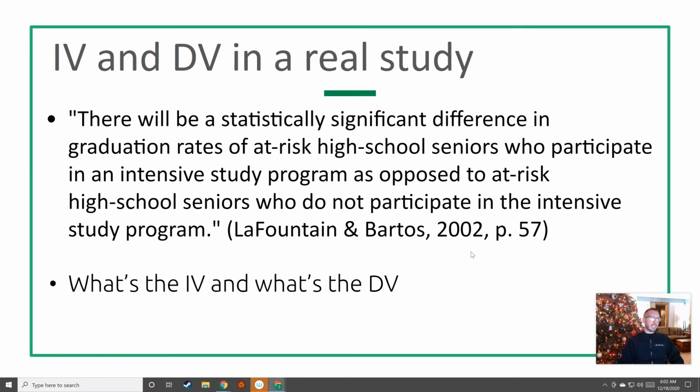There's going to be a statistically significant difference in graduation rates of at-risk high school seniors who participate in an intensive study program as opposed to those who don't. The independent variable, the treatment, the one that I'm going to give some and not give some, is the intensive study program. Some are going to get it, some are not going to get it. That's my independent variable. The dependent variable, the thing that I'm going to see if it has an impact on, is going to be the graduation rates of at-risk high school students. So the graduation rates is my dependent variable, the thing that I'm measuring to see if it has been impacted by those intensive study programs.